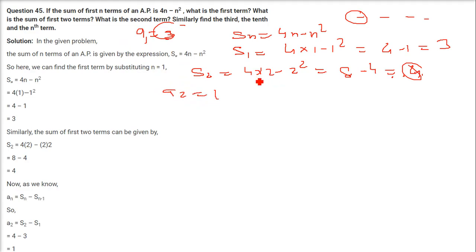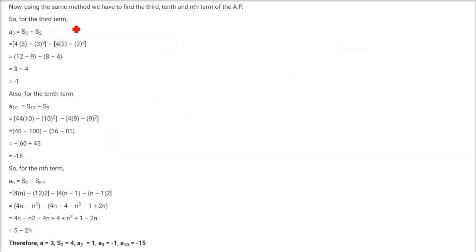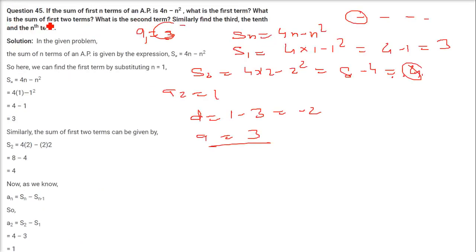Now that you have the first term and the second term, you can find D, that is second term minus first term, 1 minus 3, so D is minus 2. So D is known and A is also known. You have A and D, so you can do everything now. The sum of the first two terms is already known, and the second term is already known, that is 1.